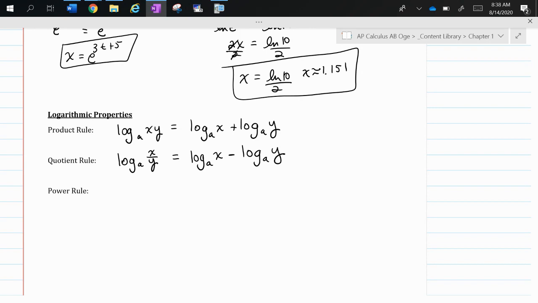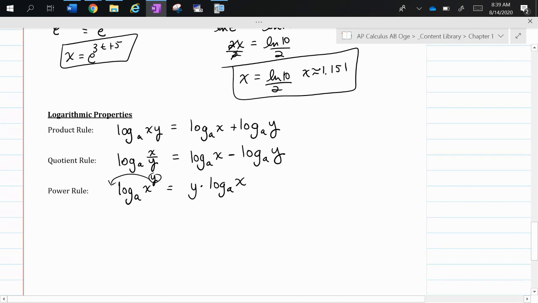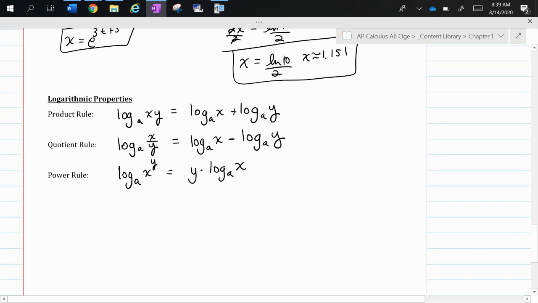And lastly, the power rule. The power property says log base a of x to the y power is the same thing as y times log base a of x. So remember that power rule that says exponents of an argument can be moved in front of the logarithm. That's what we're talking about here. We used that one a lot in Algebra 2, didn't we? So we're going to need to remember these properties for logarithms. We're going to be using them when we solve equations. We're going to be using them when we do some calculus stuff.